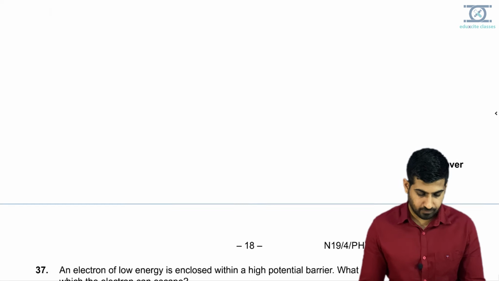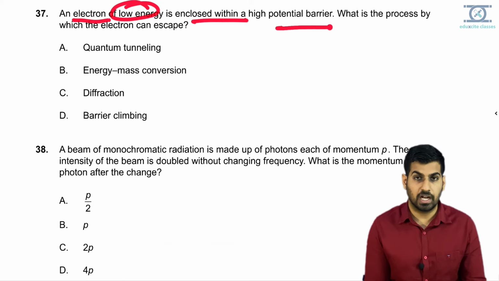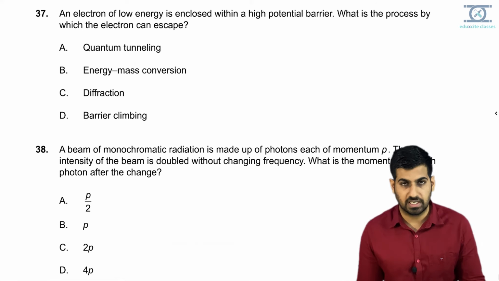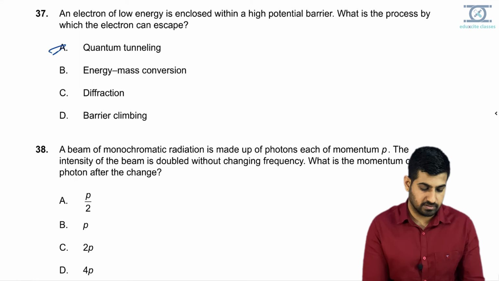Okay. Now question number 37. This is a direct question from quantum physics. An electron of low energy is enclosed with a high potential barrier. What is the process in which the electron can escape? So that is only because of quantum tunneling.